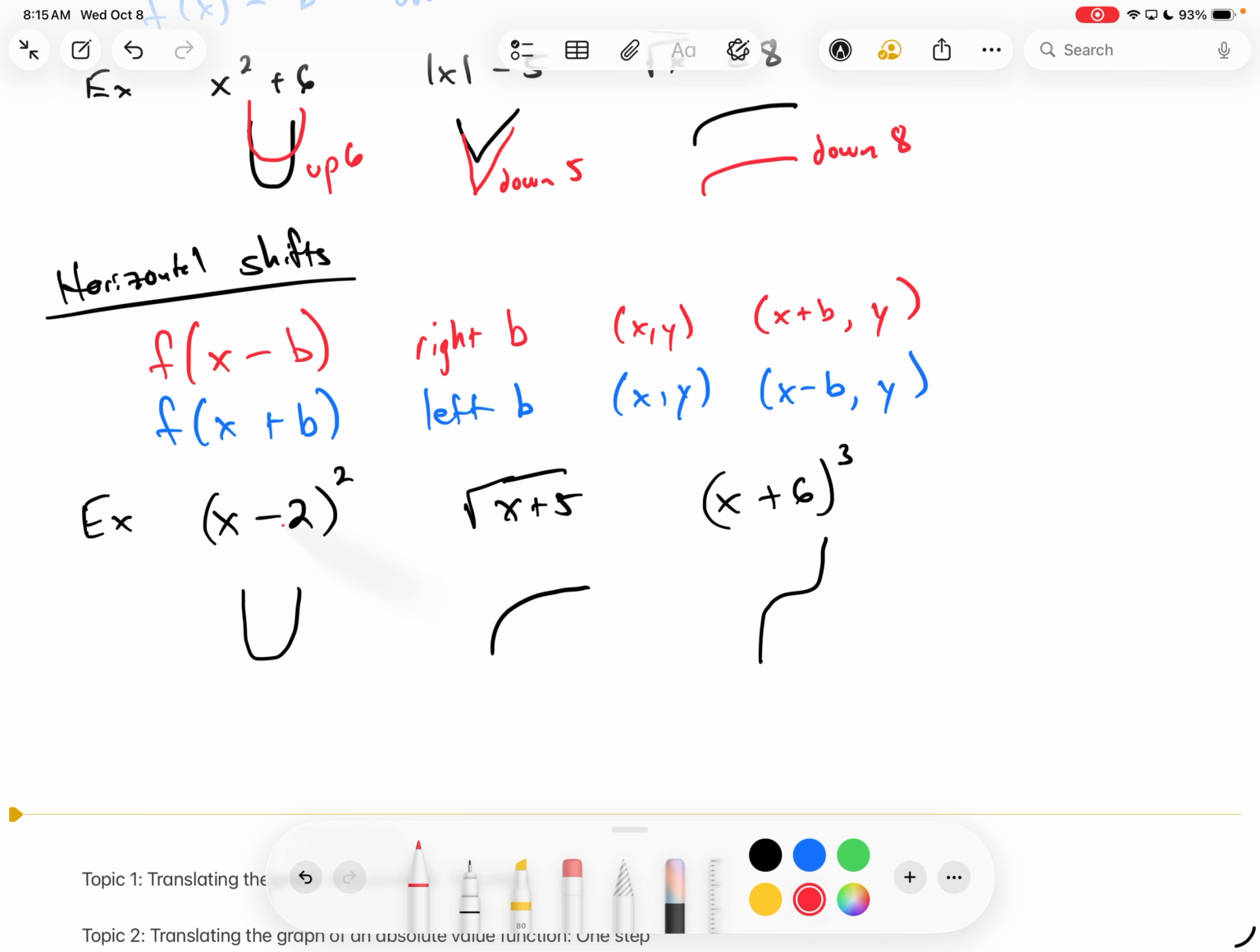But when I see this minus 2, what it's actually going to do is move it to the right 2. It does not change the shape, it just shifts it to the right 2. When I see this plus 5 right here, it is actually going to move it to the left 5. See, when it's on the inside, you always think opposite. This x plus 6 is going to move it to the left 6.